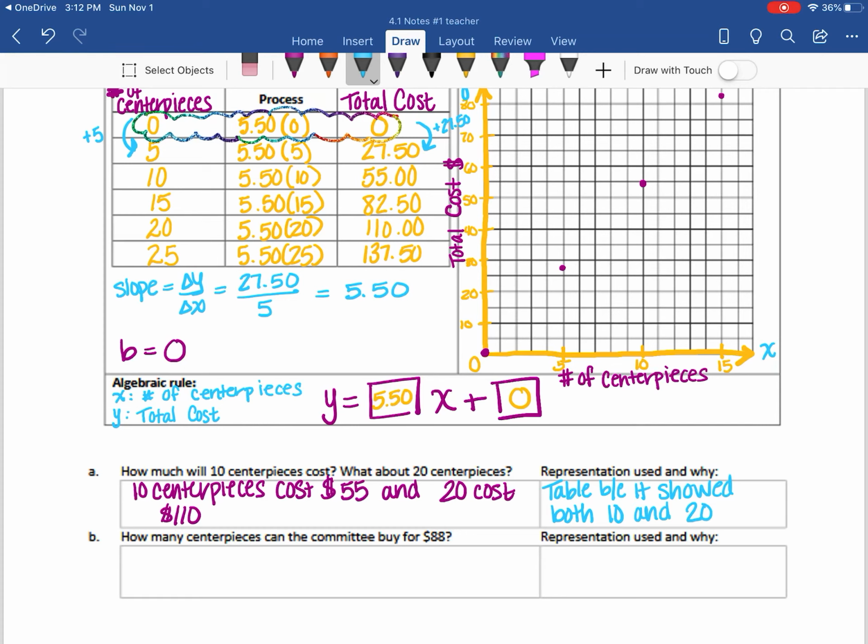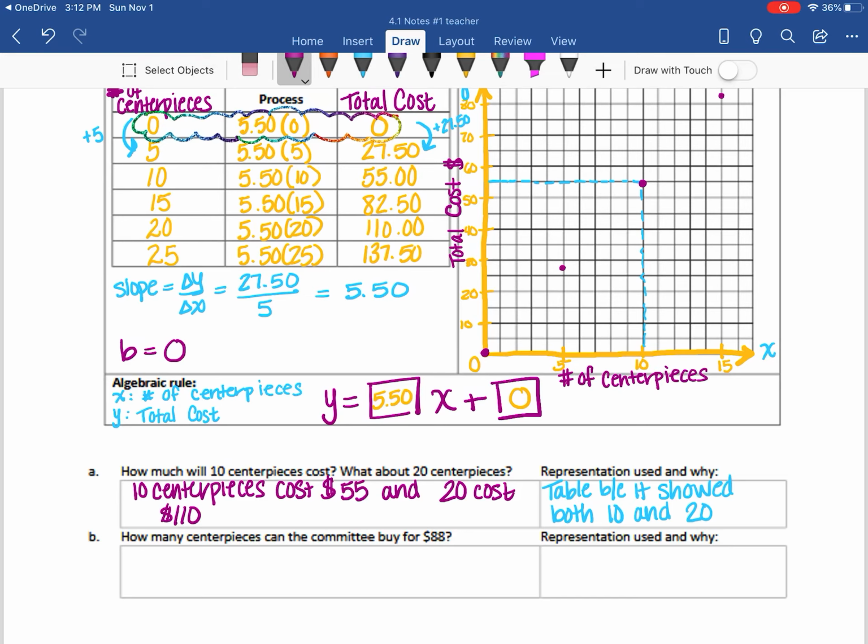Okay. You could use the rule by substituting 10 and 20 in, but why do it when it's right in the table? I could have used the graph for 10 because here's 10. So I could have used the graph and saw that 10 centerpieces cost $55, but the graph didn't show 20. So, I mean, it's just whatever is easier for you. I think it's easier to pull those values right from the table.